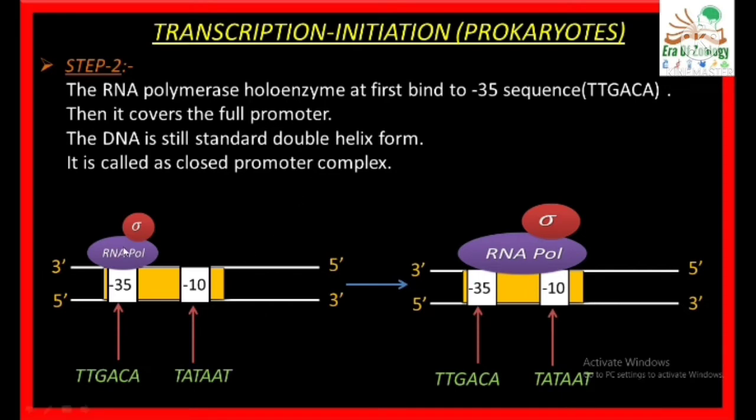After the attachment of RNA polymerase along with the sigma factor to the -35 sequence, which is TTGACA, the RNA polymerase along with the sigma factor will cover the whole optimal promoter, that means -35 along with -10. This state is termed the closed promoter complex, and in this state the DNA will be in double helix form.